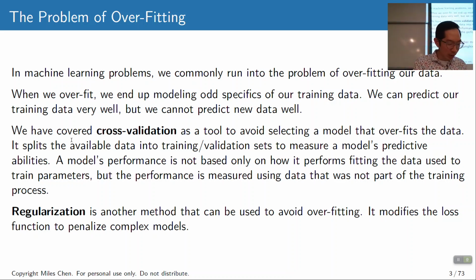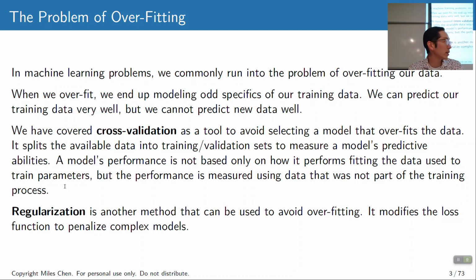So you have some kind of weird thing happening in your training data, but it's just a coincidence. What cross-validation does is it chops up your training data into different parts, so you don't end up overfitting the entire data set. You're working with a subset, so you're a little bit less likely to overfit. Anyway, that's one of the tools, right? A model's performance there is not based on how it performs on just fitting the data that was used to train, but it's measured by looking at data that wasn't used as part of the training process.